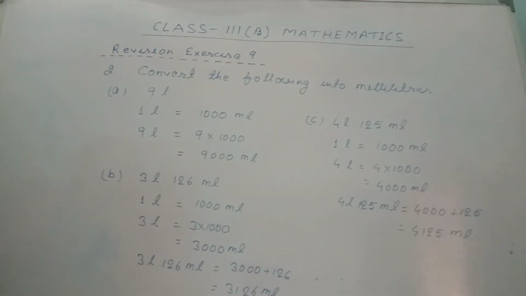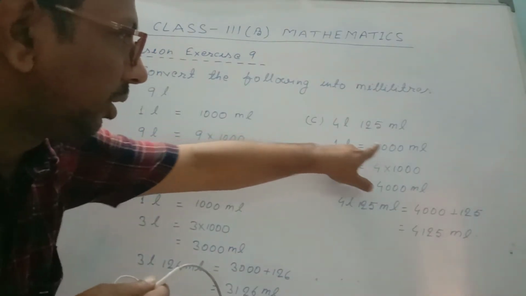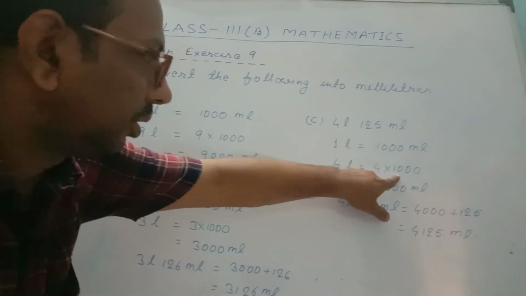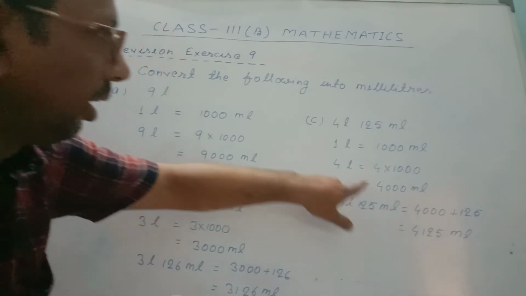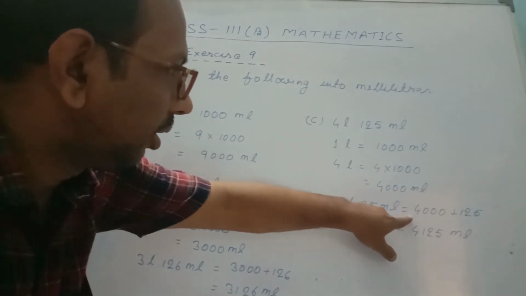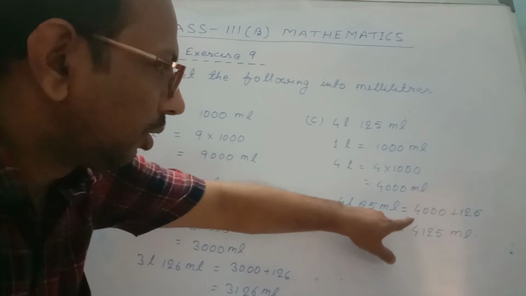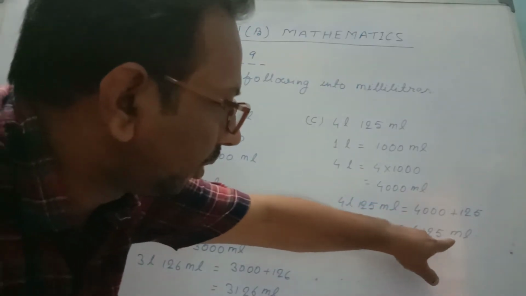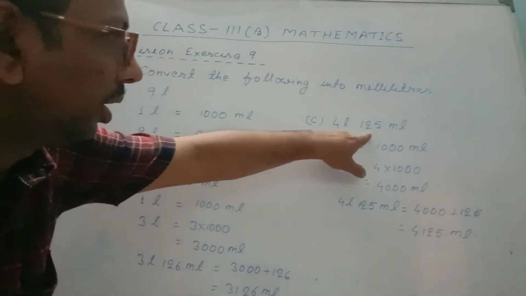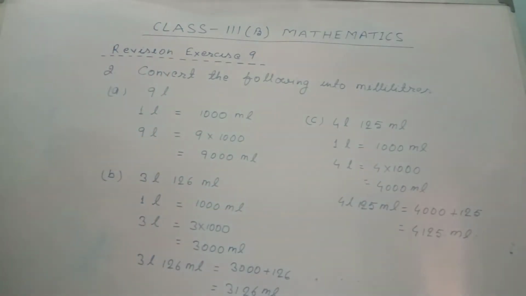Question number C. Question is 4 liter 125 milliliter. You are asked to change this quantity into milliliter. You know 1 liter equal to 1000 milliliter. So 4 liter equal to 4 into 1000 equal to 4000 milliliter. Therefore 4 liter 125 milliliter equal to this 4000 plus this 125 will be added, because both are in milliliter. So this addition became 4125 milliliter. Therefore 4 liter 125 milliliter equal to 4125 milliliter.